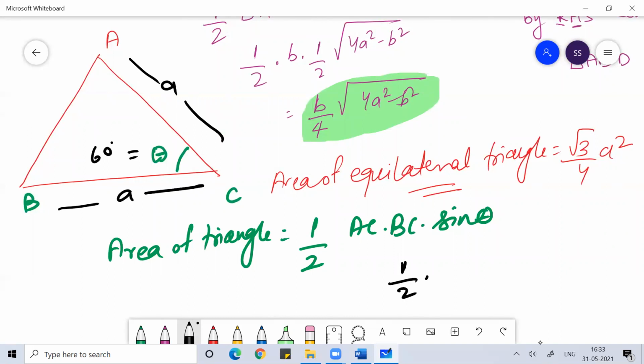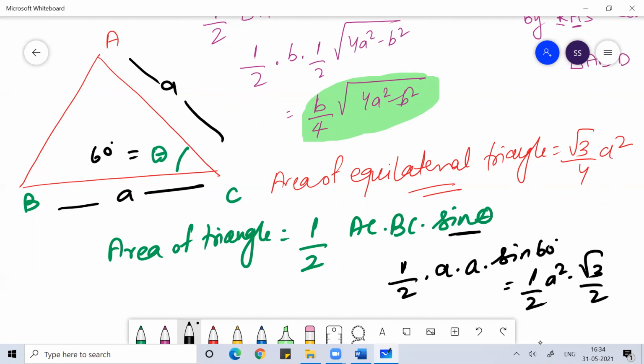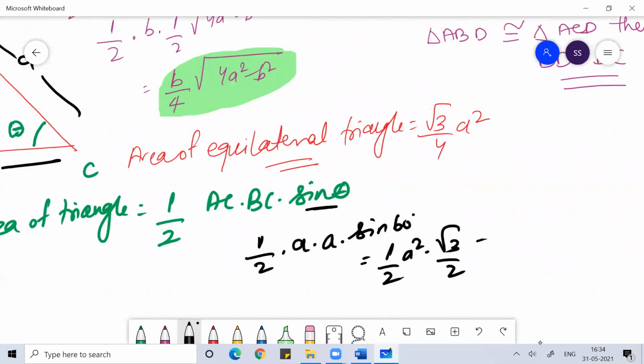So this is half into AC. AC is A and BC is A sine theta. So sine 60 degrees. Okay, you have not been shown trigonometry. So half into A square, sine 60 degrees is root 3 by 2. So this is root 3 by 4 A square. I'll teach you when we do trigonometry.